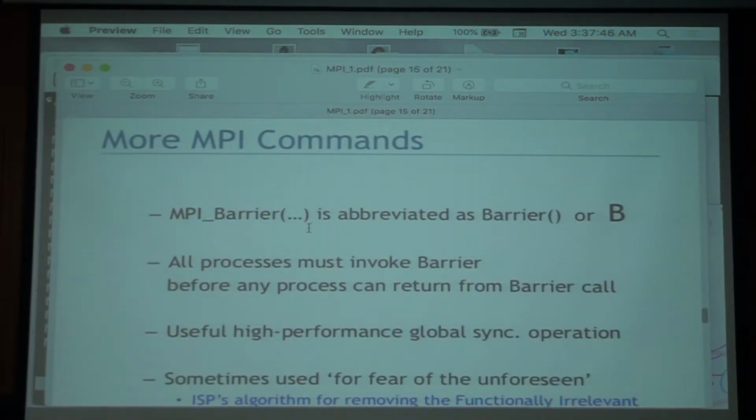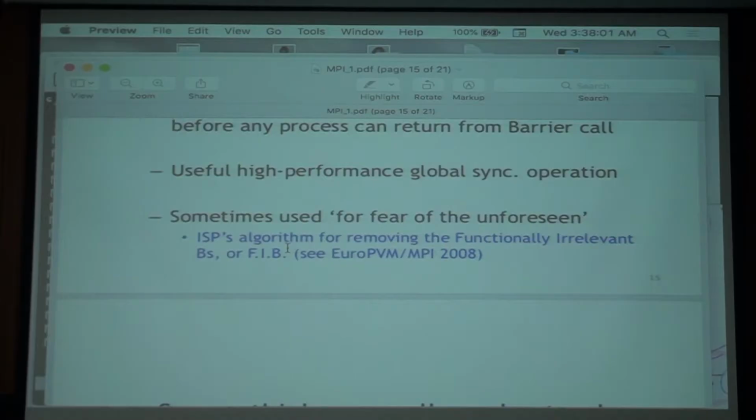More MPI commands: MPI barrier. I told you about the fear of the unforeseen. Some barriers are put in just to align the processes. Sometimes the barriers are put because people think unless they align the processes at that point, there will be bad interactions between executions before the barrier and after the barrier. They haven't thought it through enough, so they put a barrier anyway. There is a paper where they argued a barrier, removed it, and found it was necessary.